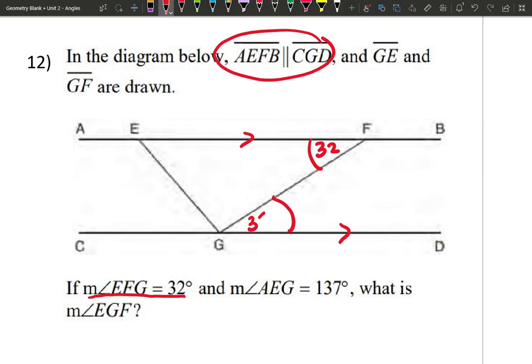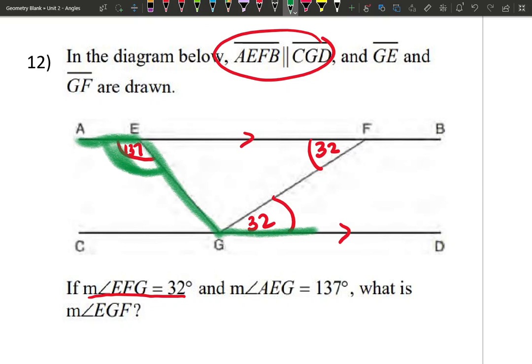I'm just going to put this one in as well, just because I know, the armpit of the Z, alternate interior angles. The measure of angle AEG is 137. So AEG, that's this angle, is 137. Now you may be tempted to put in the alternate interior angle, but just be careful.